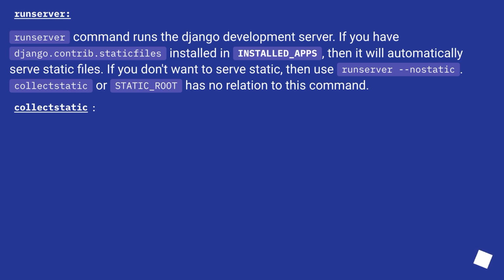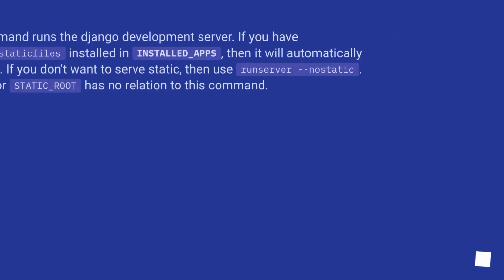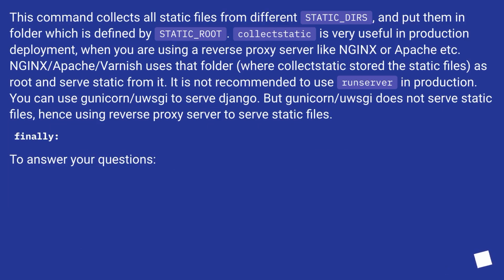collectstatic: this command collects all static files from different STATICFILES_DIRS and puts them in the folder defined by STATIC_ROOT. collectstatic is very useful in production deployment when you are using a reverse proxy server like Nginx or Apache. Nginx/Apache/Varnish use the folder where collectstatic stores the static files as root and serve static files from it. It is not recommended to use runserver in production. You can use Gunicorn/uWSGI to serve Django, but Gunicorn/uWSGI does not serve static files, hence the reverse proxy server is used to serve static files.